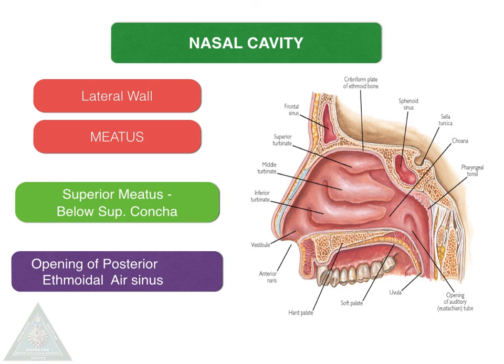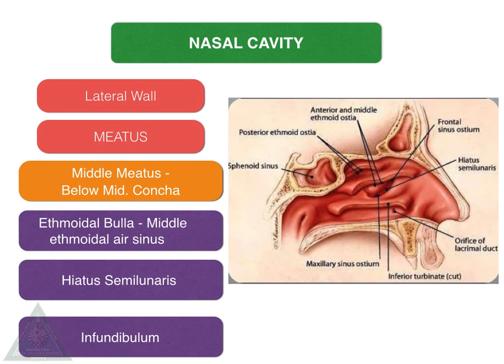Below the superior concha, we have the superior meatus. It is the smallest of all the meatus. We have the opening of the posterior ethmoidal air sinus. The middle meatus has various features. It is present below the middle concha.